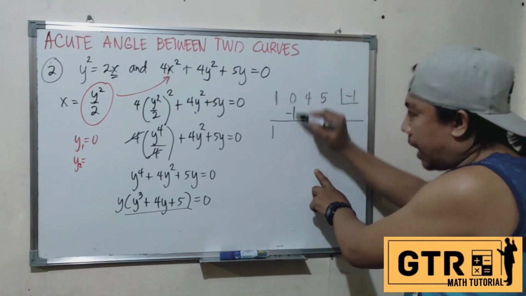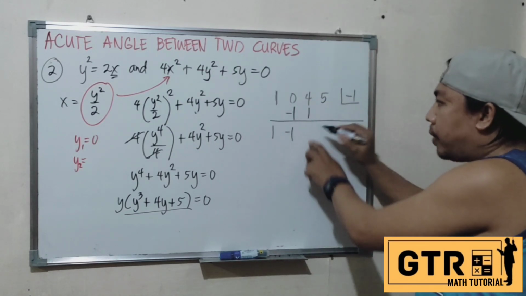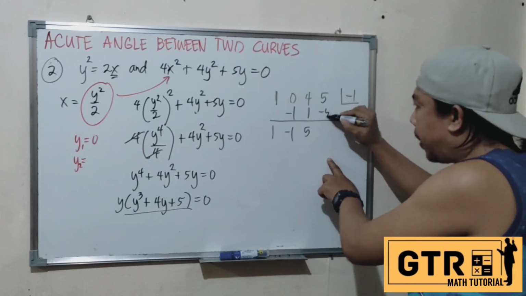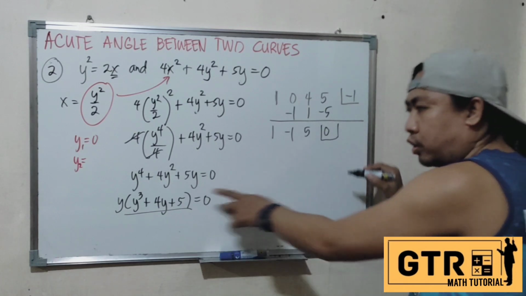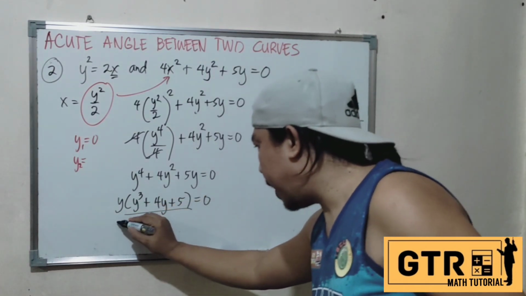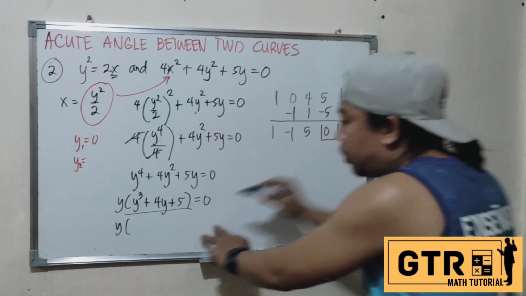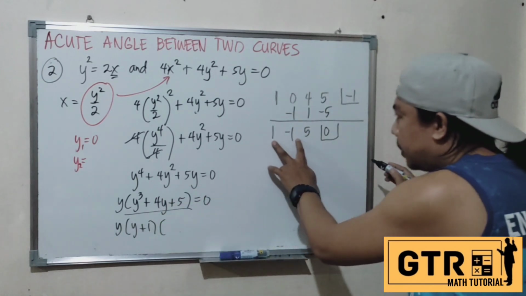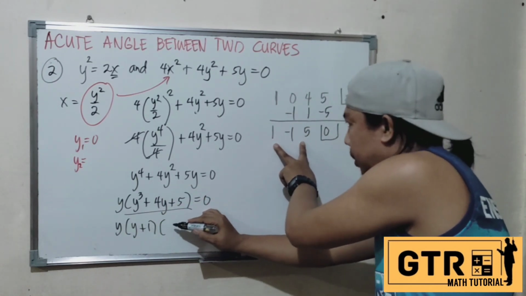So we have negative 1, add 0 minus 1, negative 1, multiply, so we have 1, 4 plus 1 is 5, and then 5 times negative 1, that is negative 5. Okay, the remainder is 5 minus 5, the remainder is 0. So therefore, this can be expressed as y times negative 1 is 0, therefore that is y plus 1. And then the quotient, so just write the variable.